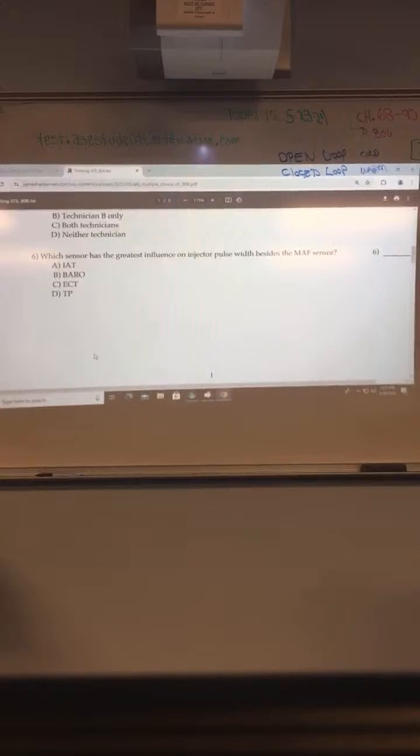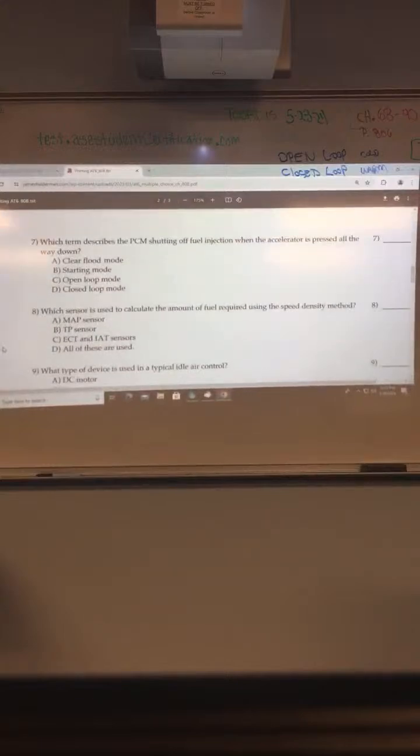Let's see that one as well. Which sensor has the greatest influence on injector pulse besides the mass airflow sensor? IAT. Not intake air temperature. D, throttle position, yep. Throttle position. How far open is that? Throttle. Clear flood, right?